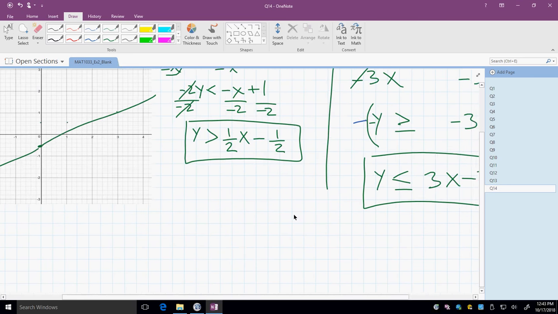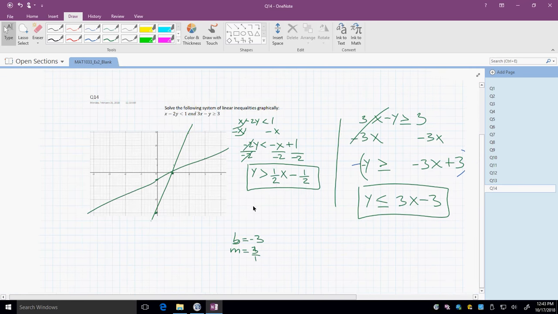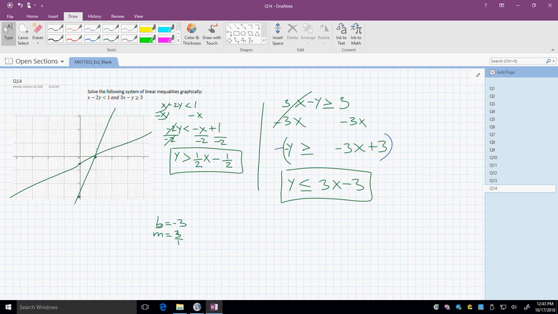And then the other equation has y-intercept negative 3, and my slope is 3 over 1. So I go to negative 3, right here, and my slope is 3 up, 1, 2, 3, and 1 to the right. The slope is positive. So more or less this is my line. Okay, that is how it should look.